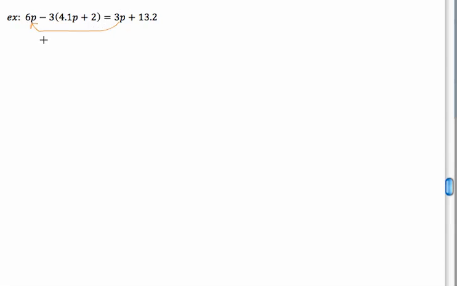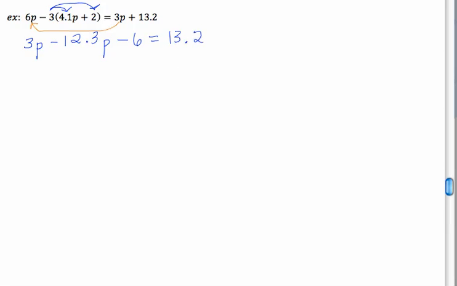6p minus 3p, I can do that in my head, is 3p. Okay, now let's just go ahead and distribute while I go. Let's distribute minus 3 out times both of those terms. So negative 3 times 4.1 is going to be negative 12.3p. Negative 3 times positive 2 is negative 6 equals 13.2.